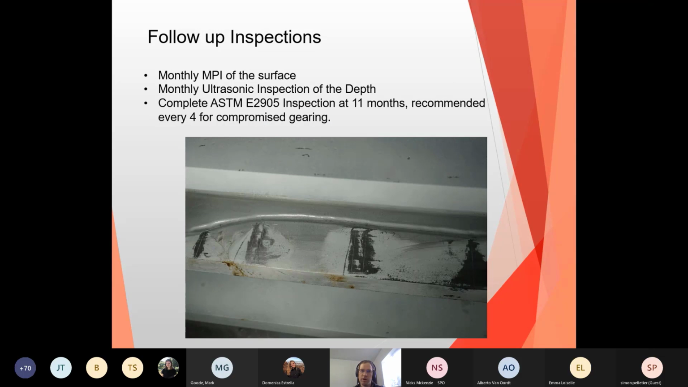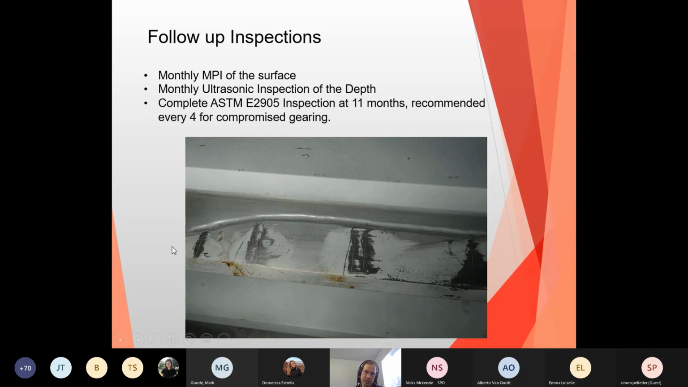With follow-up inspections, we were doing monthly MPI and also ultrasonic inspections to look at the depth of the crack and look for large deviations in depth as well. There's a strong correlation between surface propagation and depth propagation of cracks, but having both those methods employed just ensures that we're catching any kind of propagation that might be significant where additional action might need to be taken.